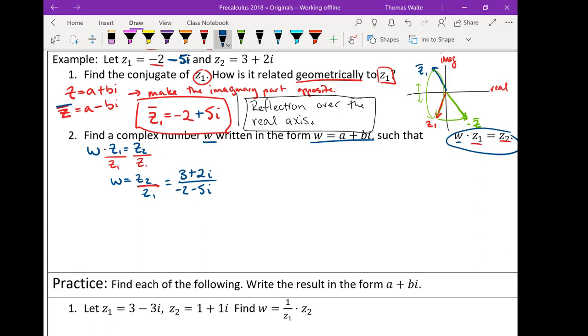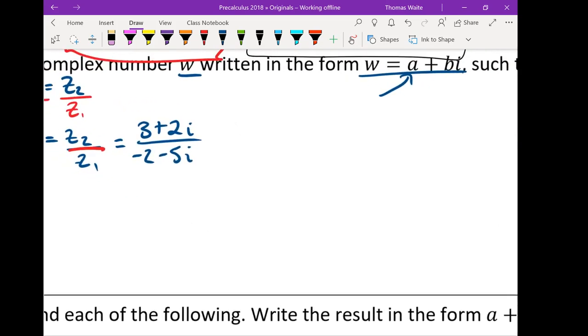So it wants w in a plus bi form. The problem is here we have i's on the bottom. We don't like having an imaginary part on the denominator of our number. We need all our imaginary parts up top, so that we can just write it as one real part plus one imaginary part. And we found in class that the way we can turn a complex number into a real number is by multiplying it by its conjugate.